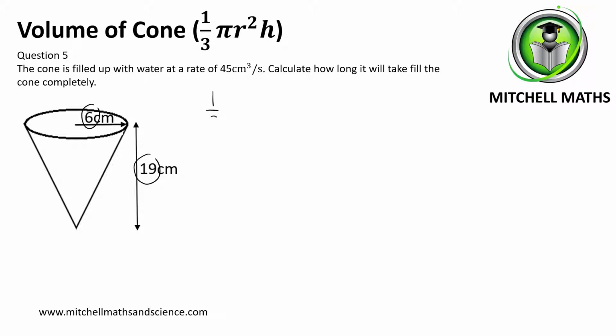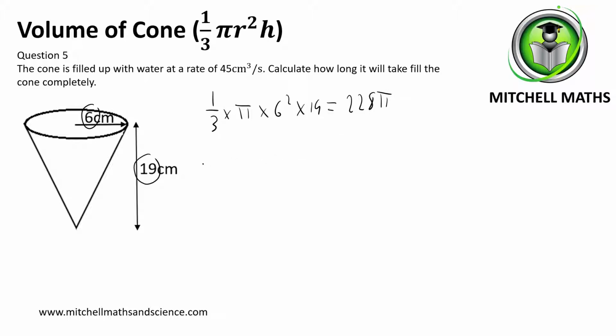So I'll do a third times pi times 6 squared times 19. And if I put that into my calculator, you'll get the volume as 228 pi. I'm just going to leave it in terms of pi for now.